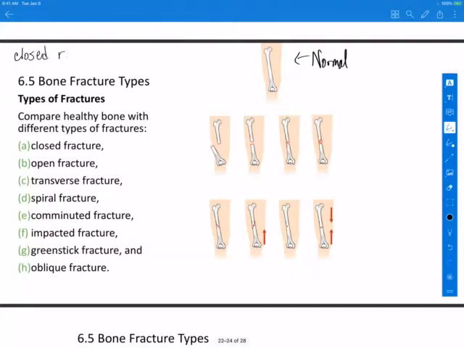A closed reduction would be if they popped your bone back into place with no surgery. No surgery. An open reduction is when they have to actually reset it surgically. A fracture can be minor or serious. There can be all sorts of complications. The most serious fracture would be a fracture of the femur. The femur is the largest, longest, strongest bone in the body.